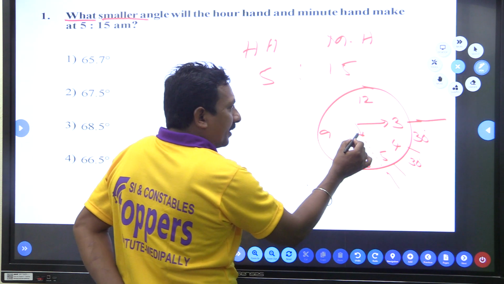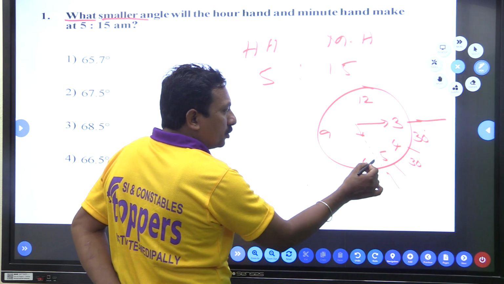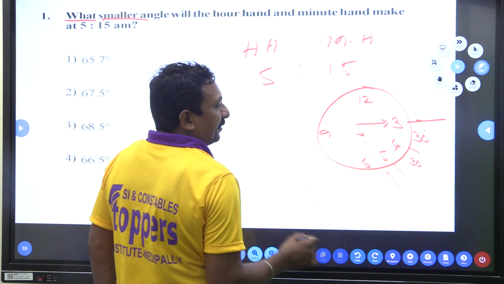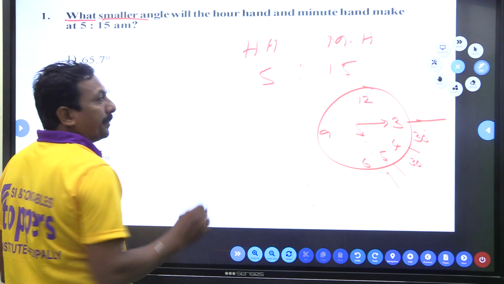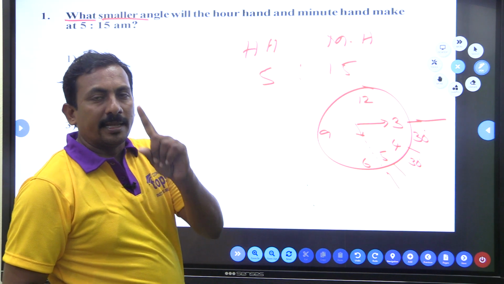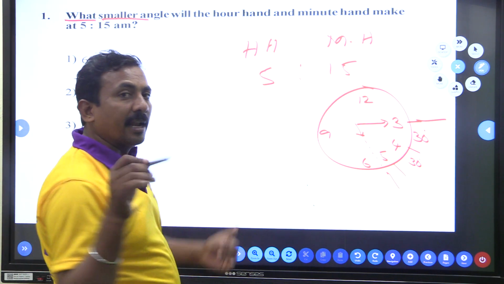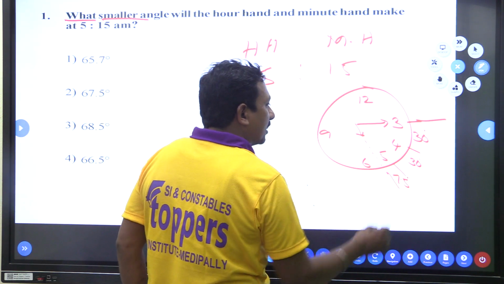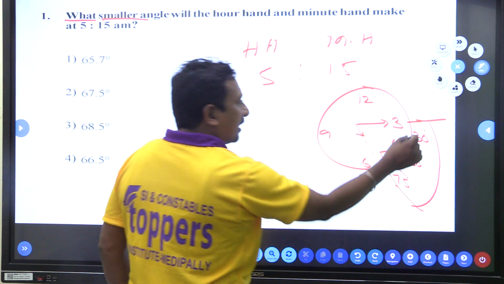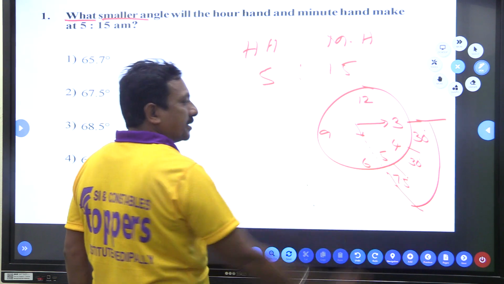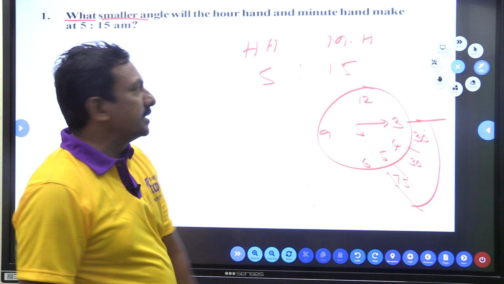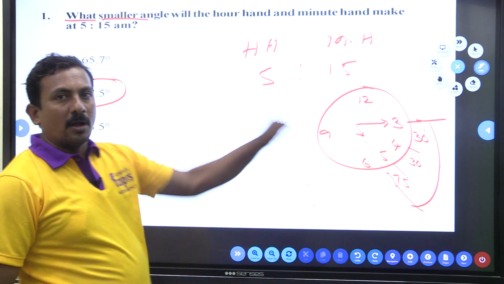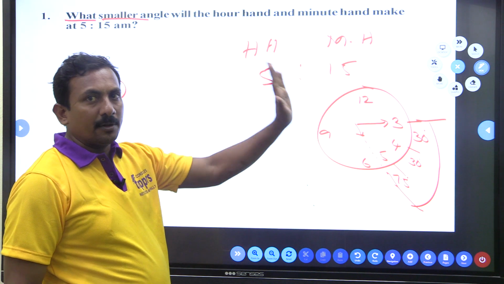But the hour hand also moves towards 6. How much has it moved? It is 15 minutes. The hour hand moves half a degree per minute, so 15 times half is 7.5 degrees. So up to here: 30, 30, 60 plus 7.5, that is 67.5 degrees. This is the answer. It is one kind of logic.